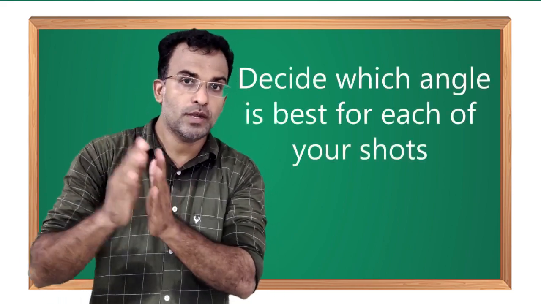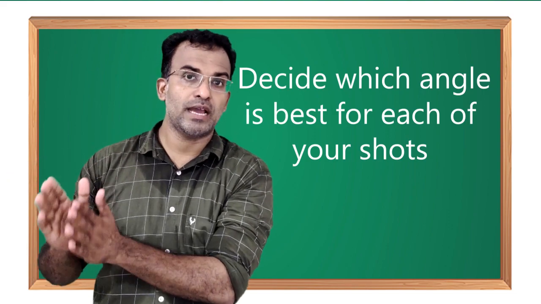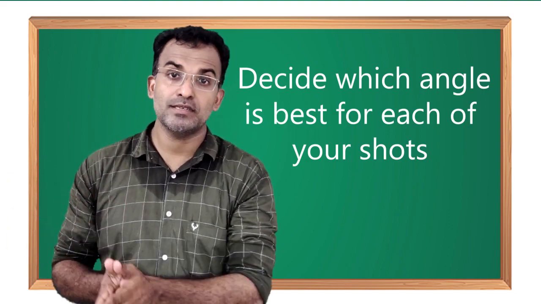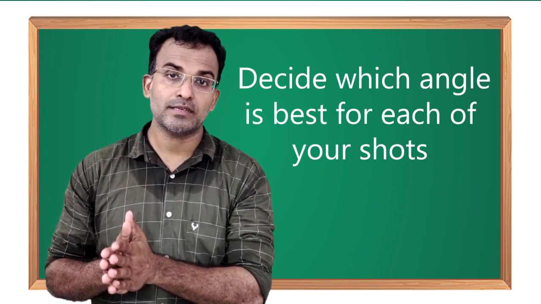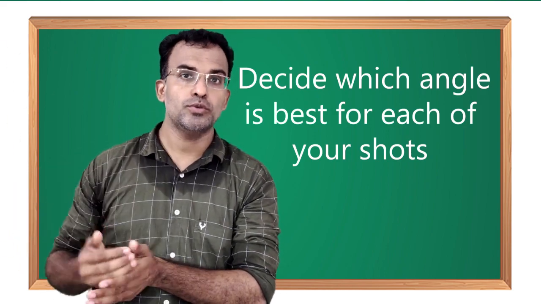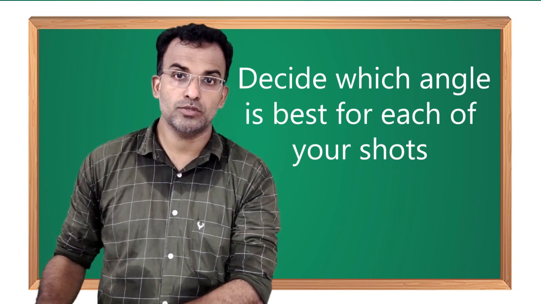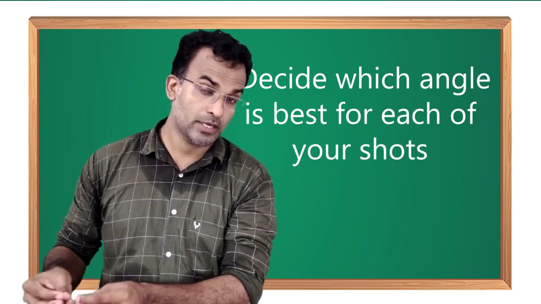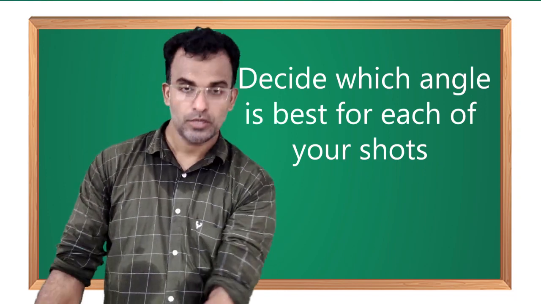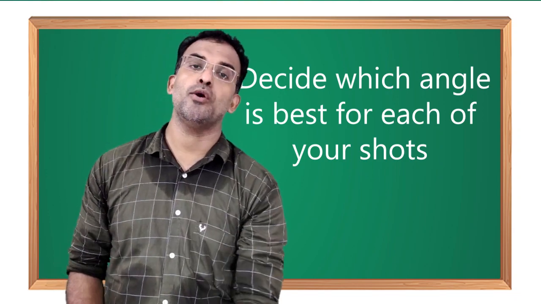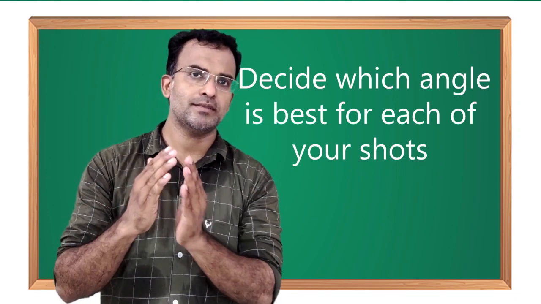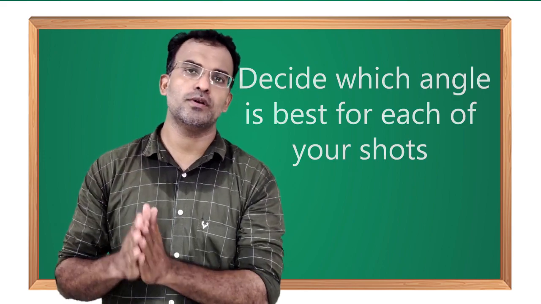If you want to show that your character is powerless, helpless or trapped, you have to use a high angle. If you want to show that your character is getting strong or is going to threaten others, you can use a low angle shot. So you have to select the right angle for each of your shots.